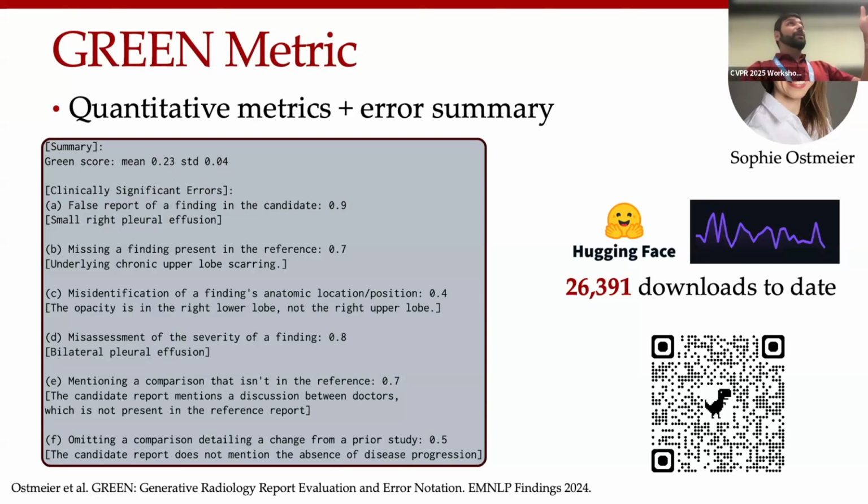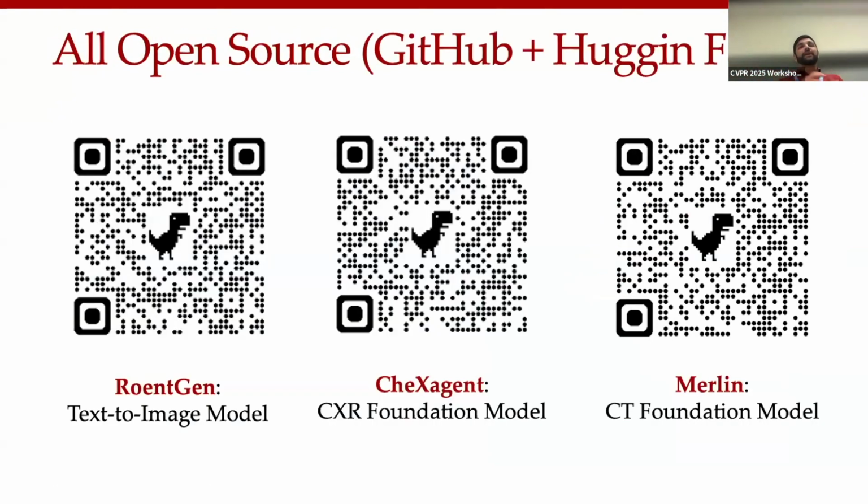And lastly, I think maybe based on the Q&A from the last speaker too, we like open sourcing everything that we do. So our RoentGen model, which is our text-to-image generation model, can be found here. The CheXagent model, including all the pre-training code and the trained model weights, can be found here. We now recently open sourced our Merlin model too. I think it's been downloaded close to 100,000 times on Hugging Face too.